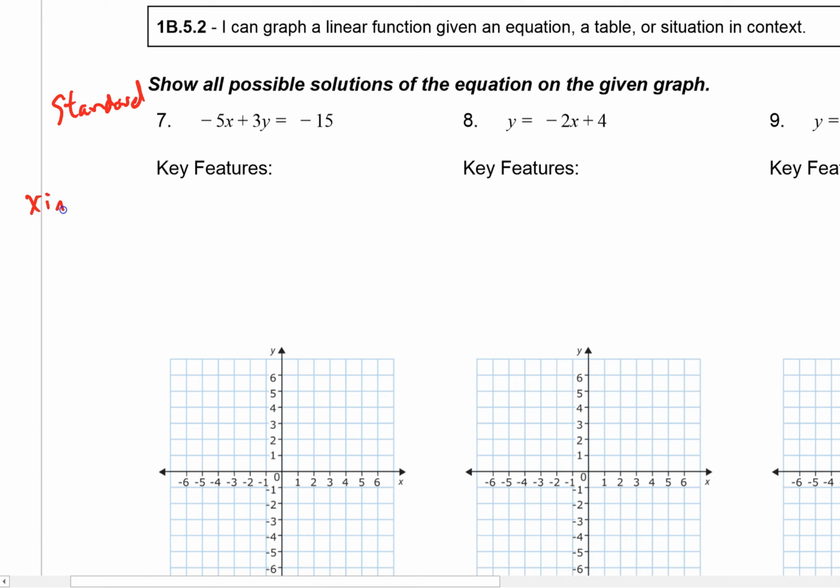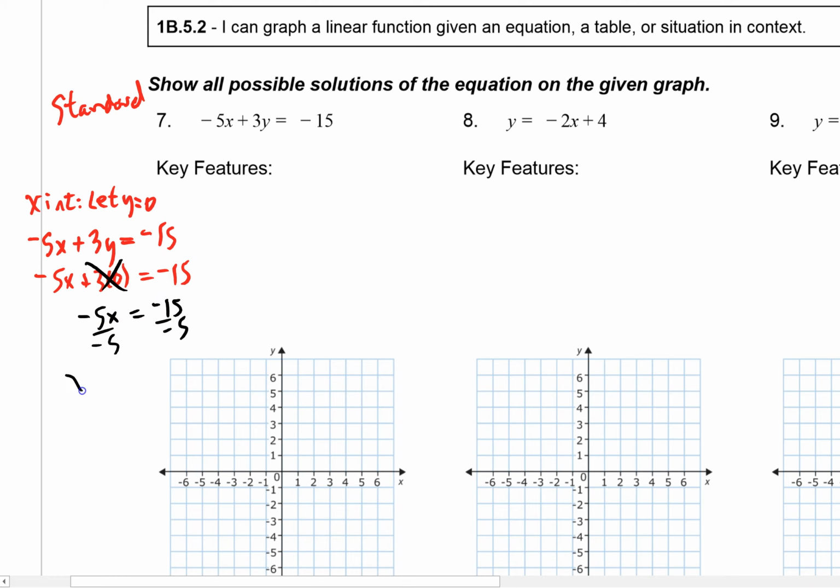So we're going to have to find x-intercepts. That's letting y equal 0. Let's rewrite that. Negative 5x plus 3y equals negative 15. You could do this cover-up method if you'd like. I'm just showing every little detail right now, but when you let y equal 0, of course that's gone. You'll have negative 5x is equal to negative 15. When you divide by negative 5, you'll have x is equal to 3. Your x-intercept will be 3, 0.